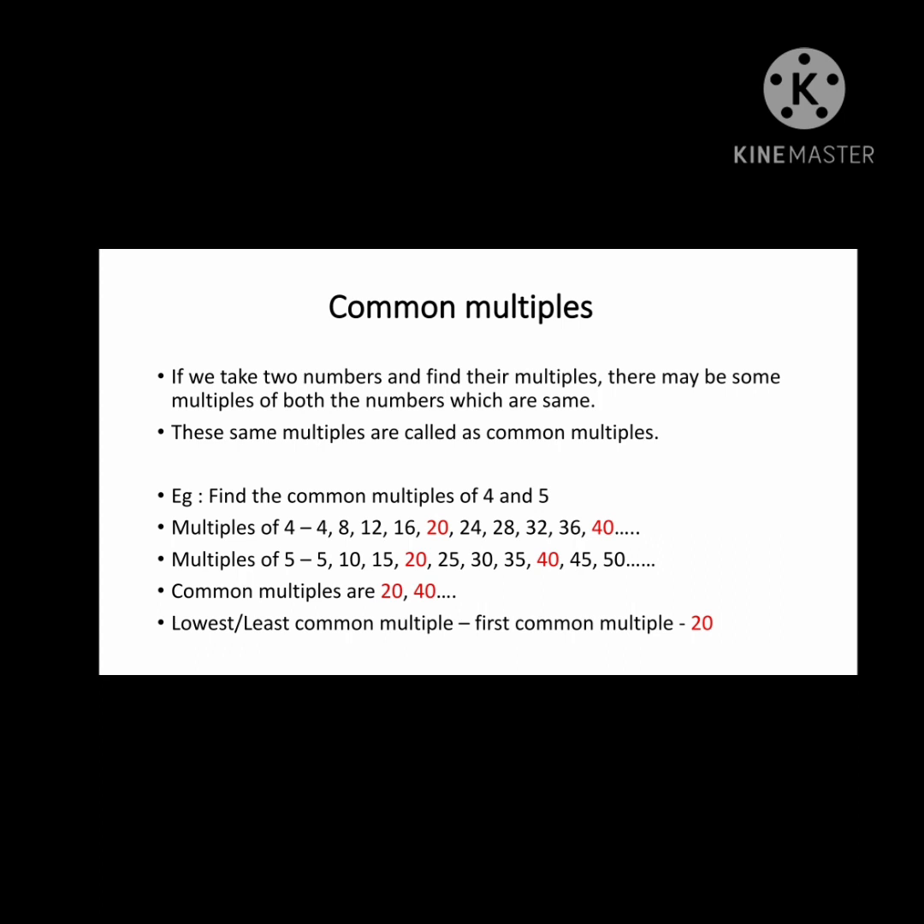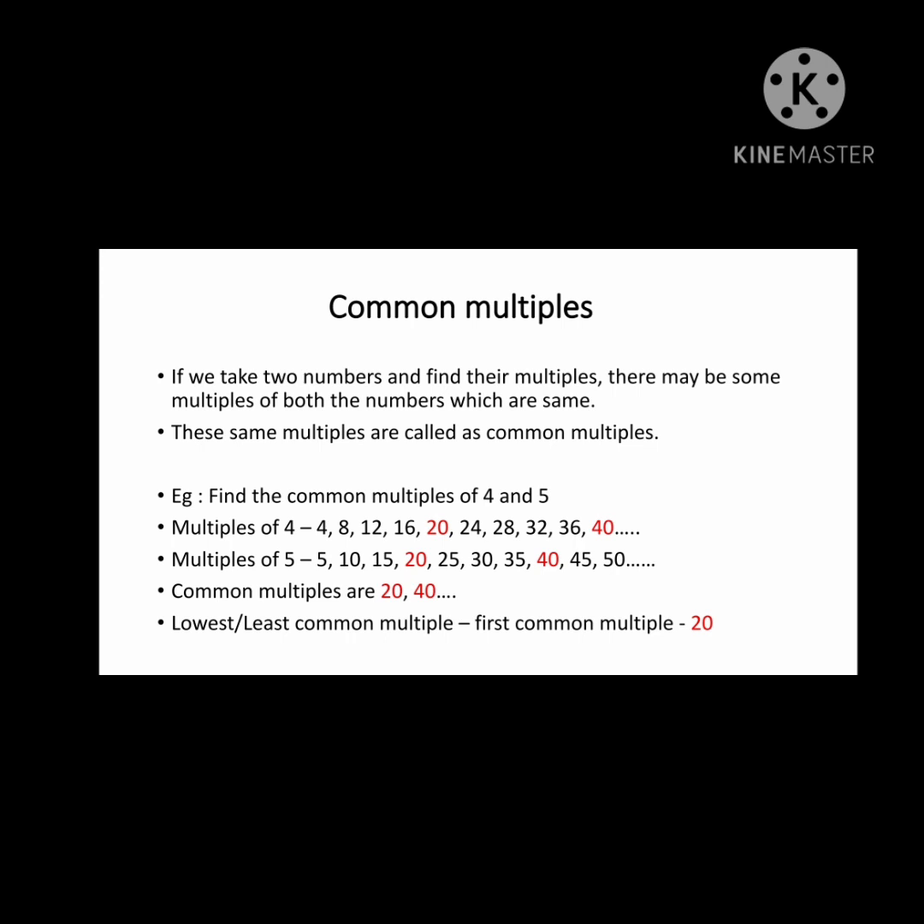The common multiples of 4 and 5 will be 20, then 40, then 60, then 80, then 100. Like this it will continue. We don't know the last common multiple because we cannot count till the end. We know that numbers are uncountable.